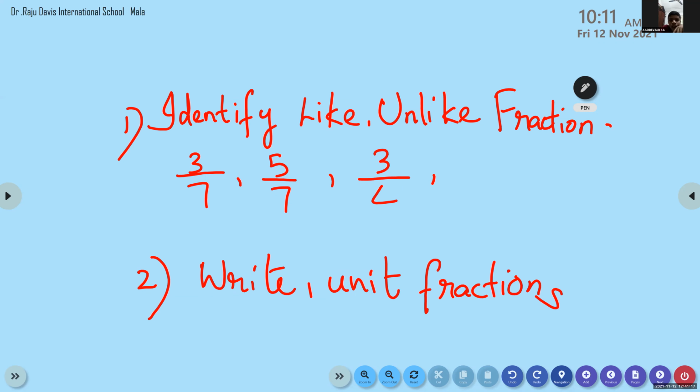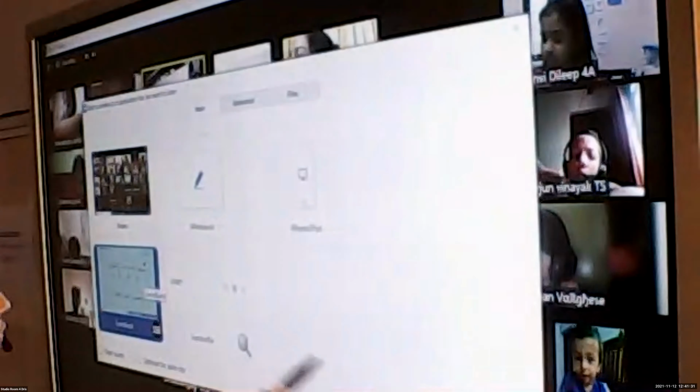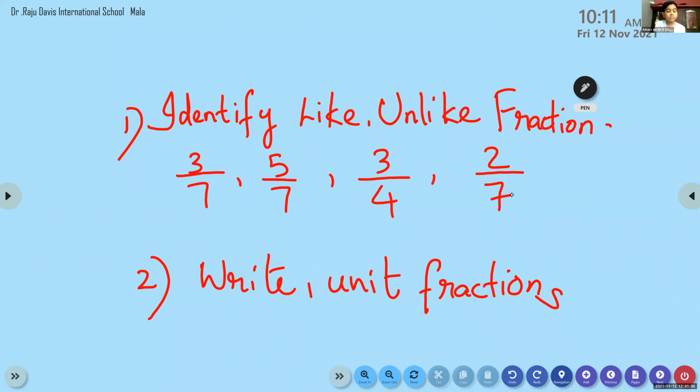Identify like and unlike fractions. That is the first one. So the fractions are here: 3 by 7, 5 by 7, 3 by 4 and 2 by 7. And question number 2, you have to write one unit fraction. Only one is needed.